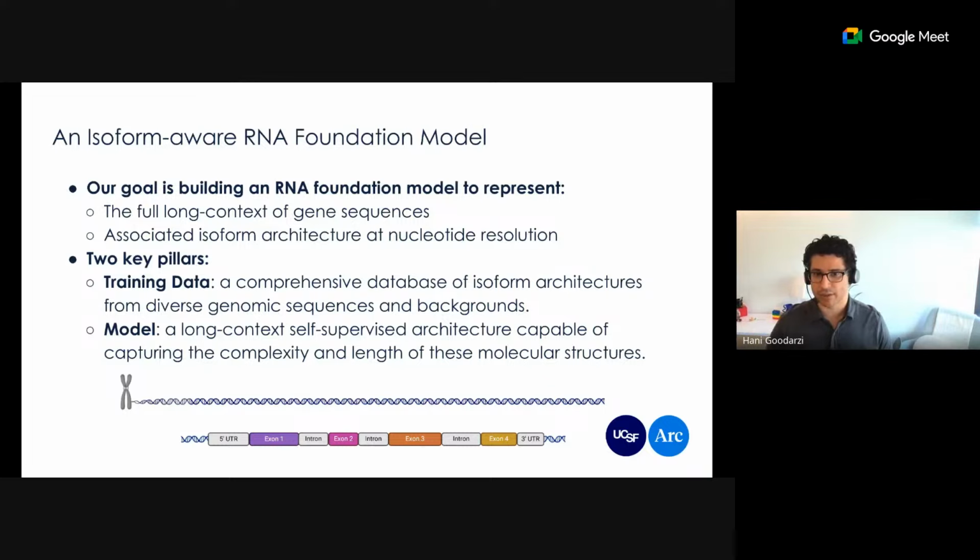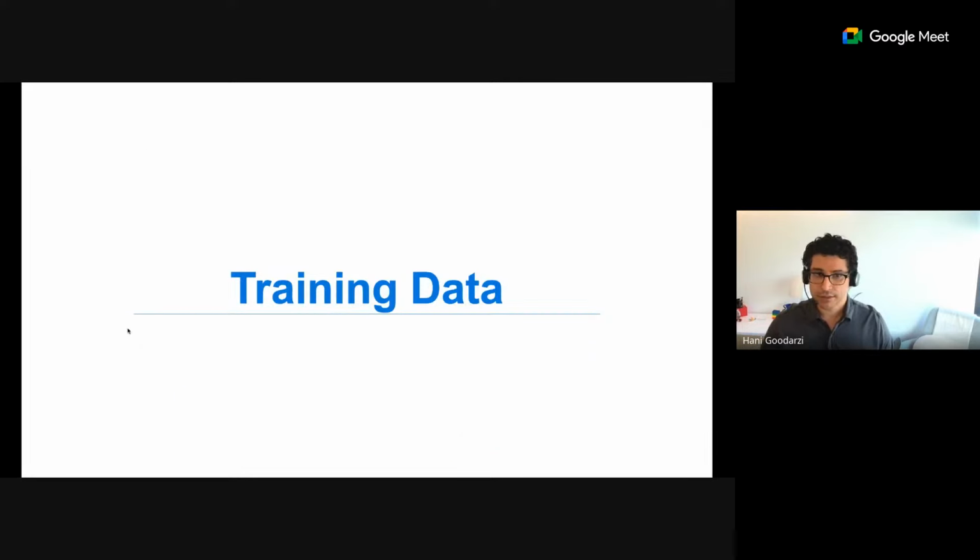So there isn't as much relevant data out there for foundation modeling. It depends also on the foundation model, but for this kind of modeling, there simply isn't enough data out there to train a large language model. So the first step to solve this problem is thinking through what a comprehensive database of isoform architectures would look like. And the second part is model building that I will talk about. So let's start with training data.